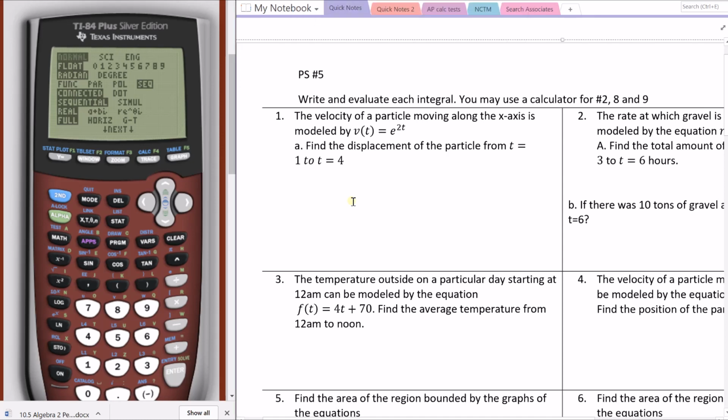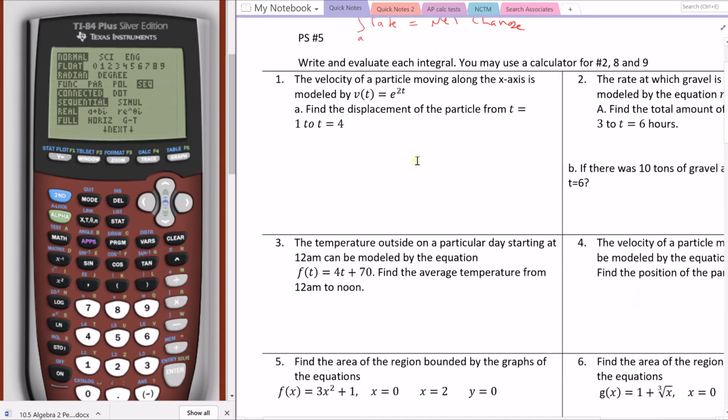Hi everybody, here are the solutions to practice set number 5, which is on 5.4, which we're trying to apply the integral to different situations. So the main idea here is using those formulas from the notes, which basically say that if you integrate a rate, you get a net change. And that's the main one we're going to use. And then we also have the average value, which I'll get to in a second.